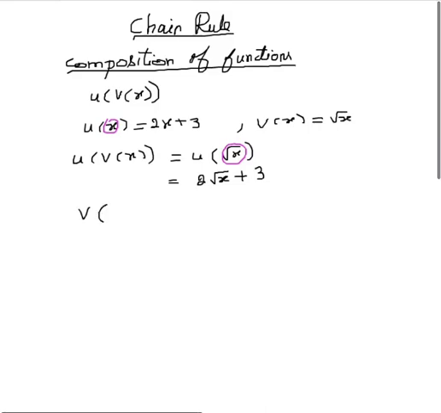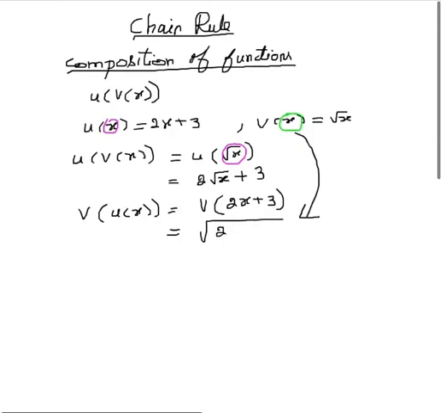Let us find the composition of v and u. v of u of x, where u of x is 2x plus 3, is v of 2x plus 3. We are going to use this definition. Here in place of x, we have 2x plus 3. Therefore, root x should be replaced by root of 2x plus 3. You will be learning about composition of functions in detail in 12th standard. Composition of two functions means function of a function. It is not the product of those two functions.